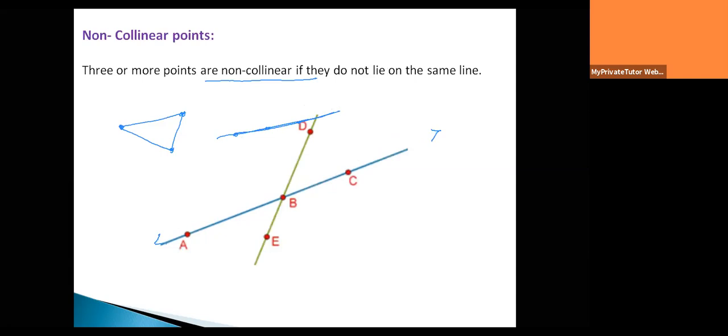And the next one, non-collinear. This is nothing but randomly placed points, like the triangle I drew, which means the points do not all lie on the same line. Some points can lie on a line, but not all the points will. That's why we call these non-collinear points. Let me know, guys, if you have any questions on this.